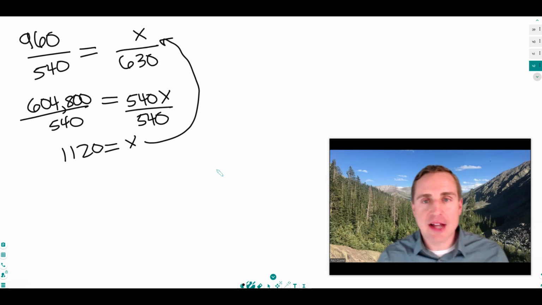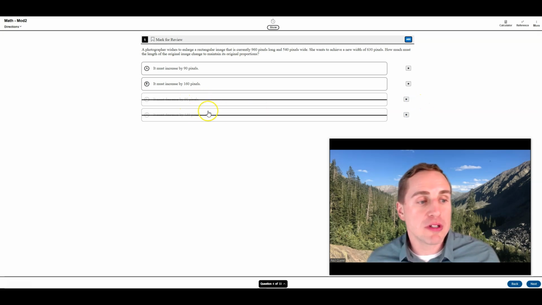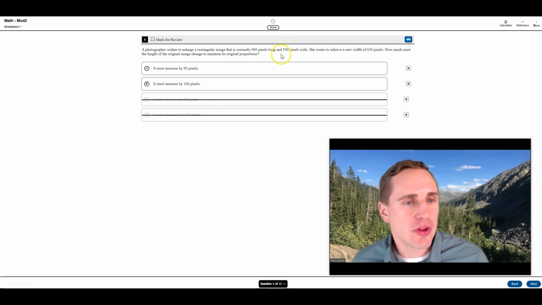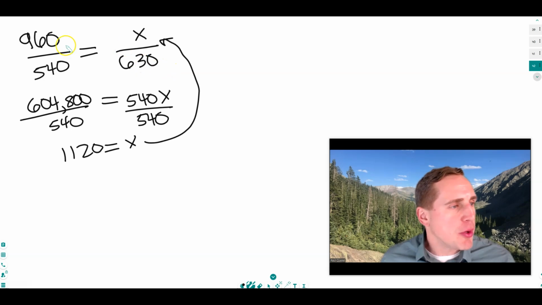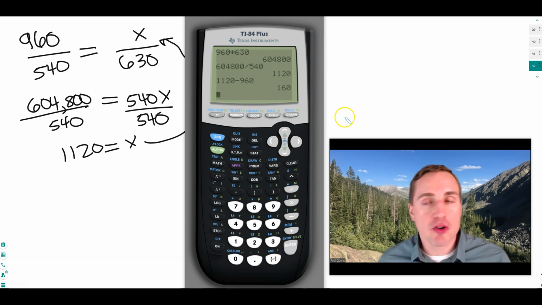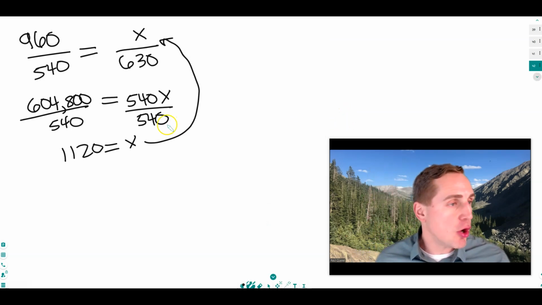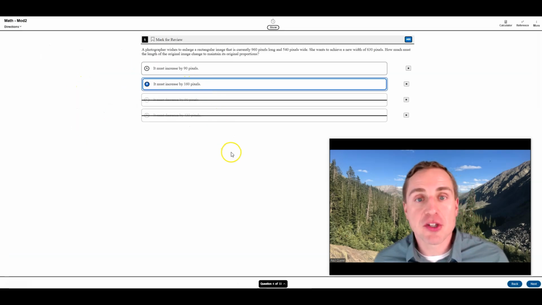But notice how the answers are structured. It's talking about how we either have to increase or decrease the number of pixels. So immediately we could have ruled out decreasing the number of pixels, because the width increases, so the length must increase. So we go from 960 to 1,120. So what's the difference? 1,120 minus 960 is an increase by 160 pixels. So 160 pixels should be choice B. All right, so that's the correct answer.